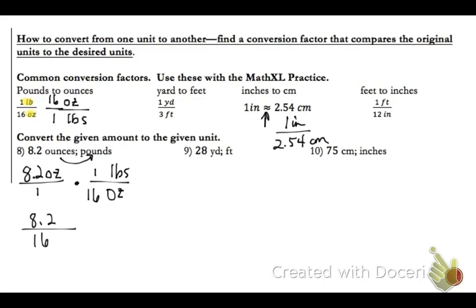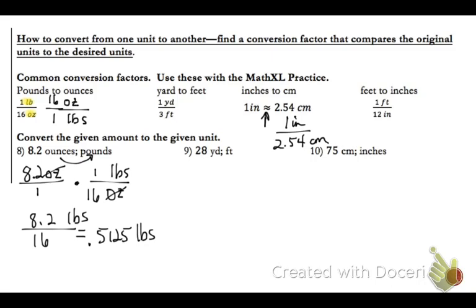And since that's the case, that means these ounces in our numerator will divide out with the ounces in our denominator. And we're simply left with pounds, which is what we wanted. We wanted to convert to pounds. Now I'm going to go ahead and divide that on my calculator, and that will be 0.5125, or about half a pound, just a little bit over half a pound.